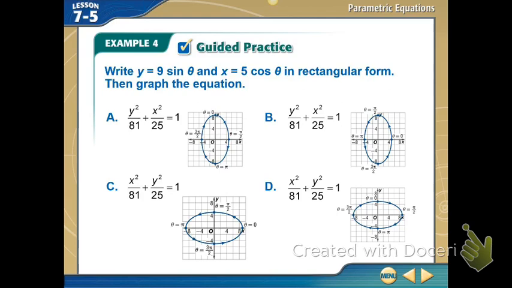Okay, so guided practice, give it a try. Take the equations y equals 9 sine theta and x equals 5 cosine theta and see if you can put them in rectangular form and graph them. Give it a try, pause the video. When you're ready to check your work, resume. You should have found that the answer for this one is B.